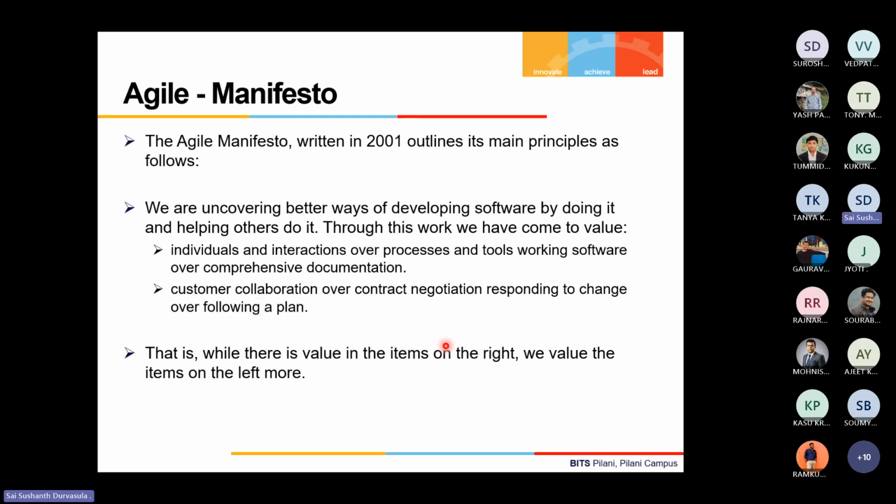Right. So while there is value in the items on the right, like sticking to the negotiated contract or sticking to the documentation, we want to value the items on the left more, and that's why there is a lot of change in the way we look at things after agile and before agile. Like how we have BC and AD, before Christ and after Christ, it's like before agile and after agile, the models and the software development life cycle have changed in the way we look at it.